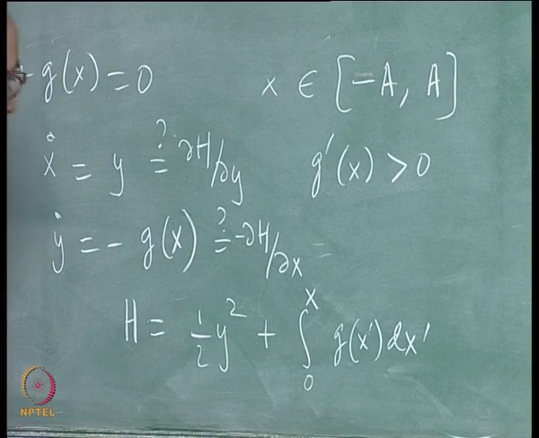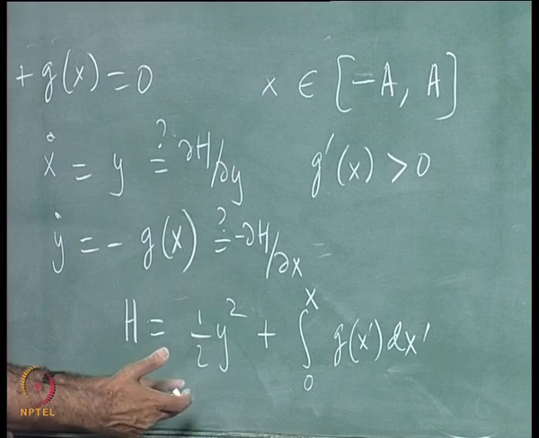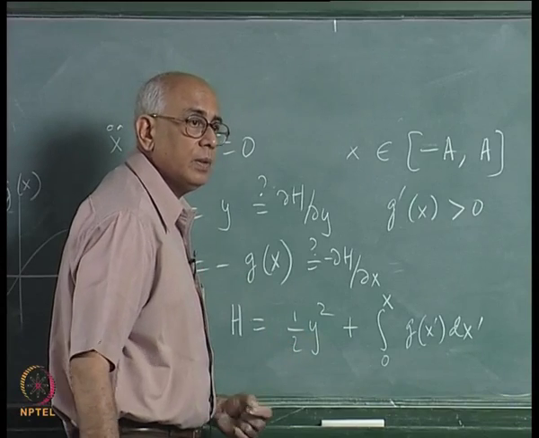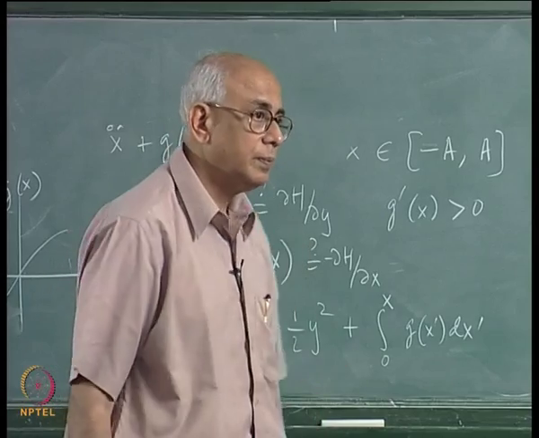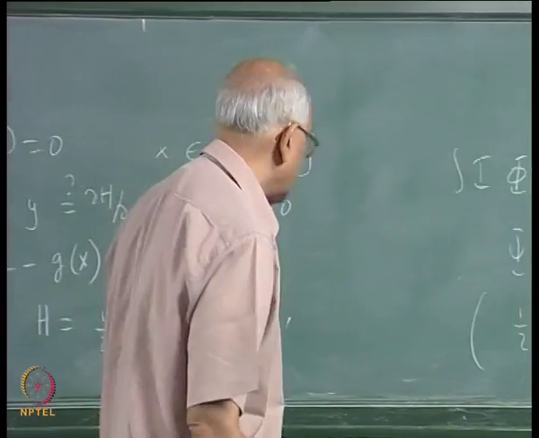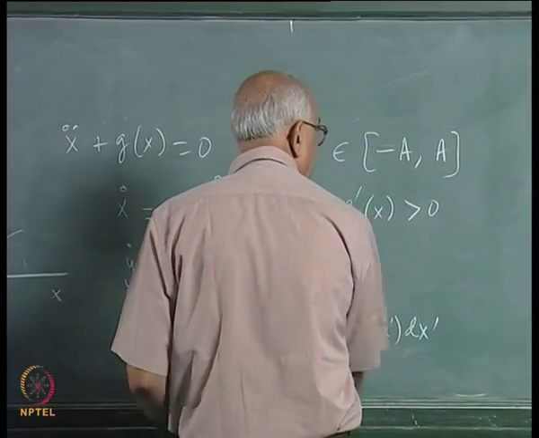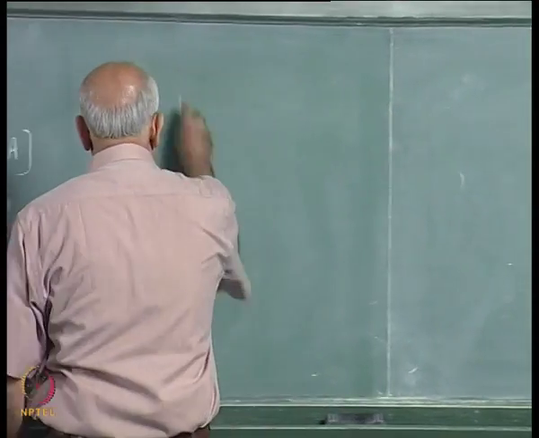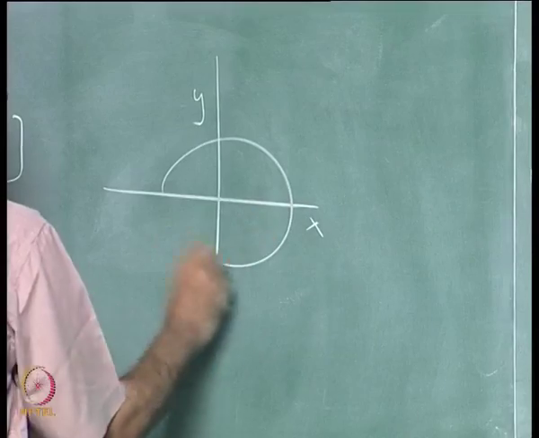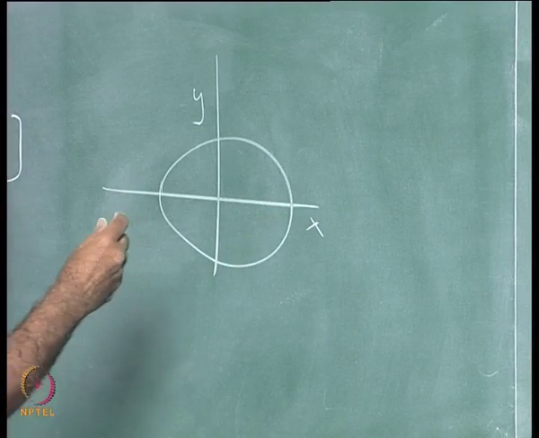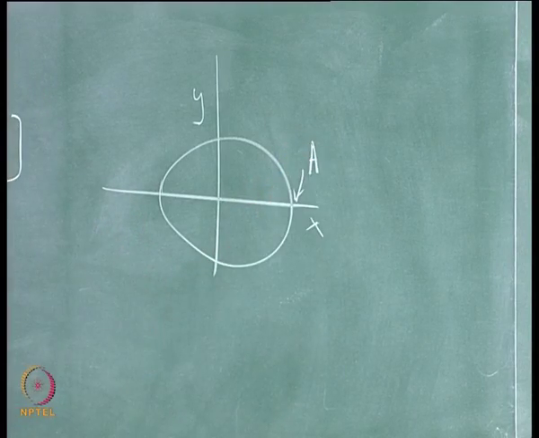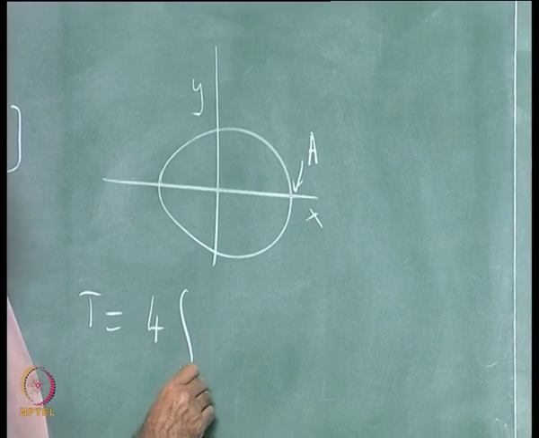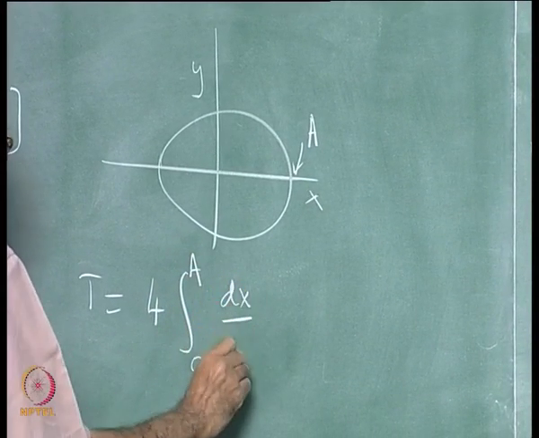All you have to do is to integrate; this plays the role of a momentum, so all you have to do is to find the integral of dx over x dot, which is y, and that gives you the time period. So let us do that. In the xy plane, the motion is something like this. We need to find the time period of this motion. This is the amplitude a here. And the time period is equal to 4 times the time taken from 0 to a for dx over x dot, which is y.